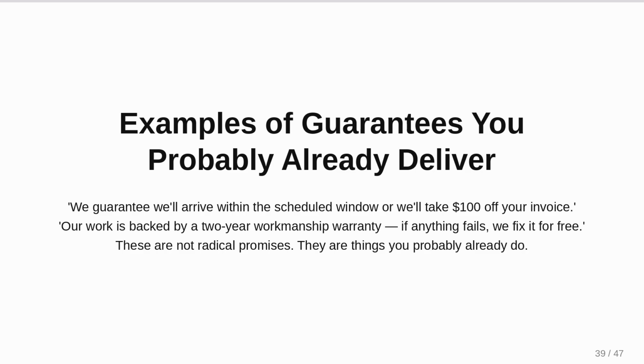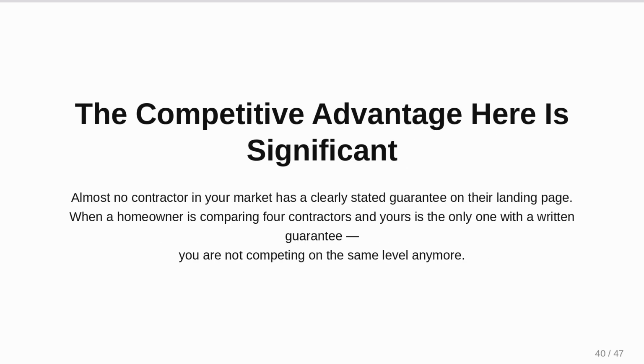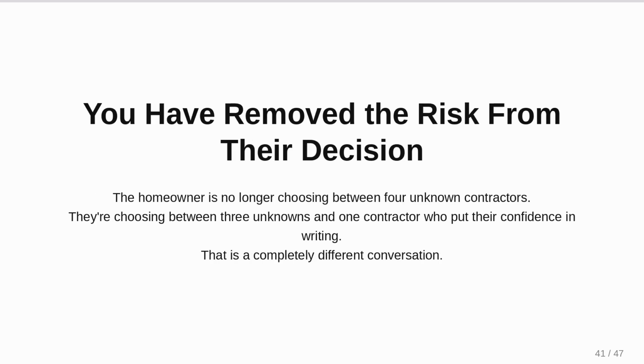The difference is that putting them in writing on your landing page eliminates the homeowner's biggest objection before they've even filled out your form. And the competitive advantage here is significant because almost no contractor in your market has a clearly stated guarantee on their landing page. When a homeowner is comparing 3 or 4 contractors and yours is the only one that says, our work is backed by a 2-year warranty and we guarantee to show up when we say we will, you are not competing on the same level anymore. You have removed the risk from their decision in a way that your competitors haven't.